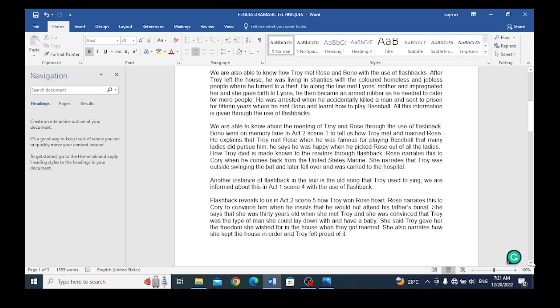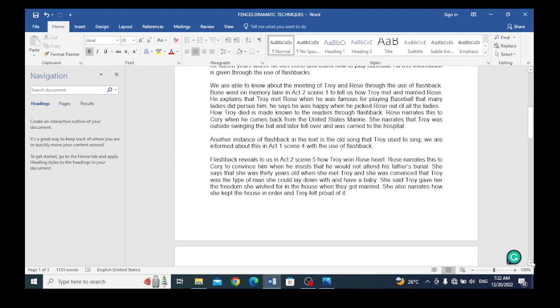We are able to know about the meeting of Troy and Rose through the use of flashback. Bono went on memory lane in Act 2, Scene 1 to tell us how Troy met and married Rose. He explains that Troy met Rose when he was famous for playing baseball, that many ladies did pursue him. He says he was happy when he picked Rose out of all the ladies.